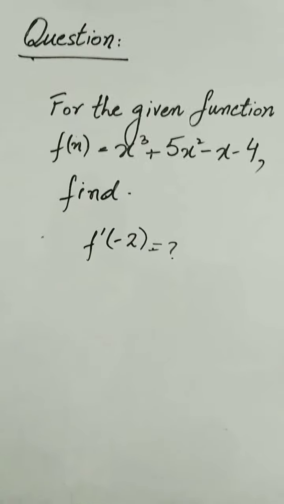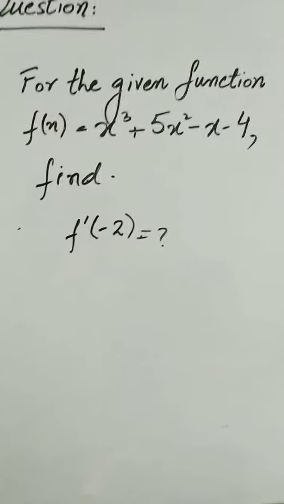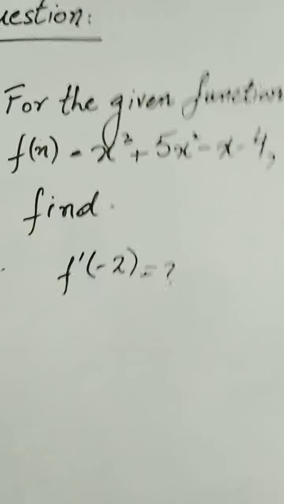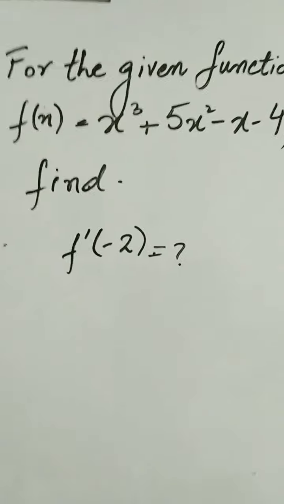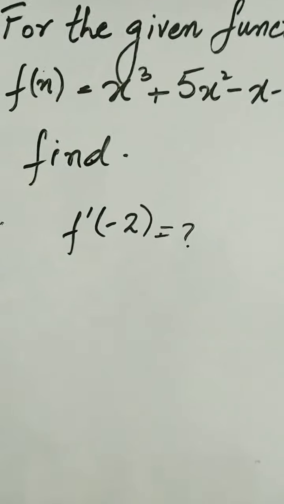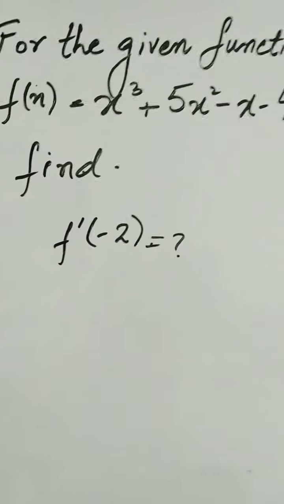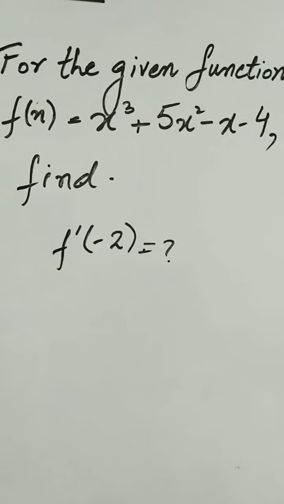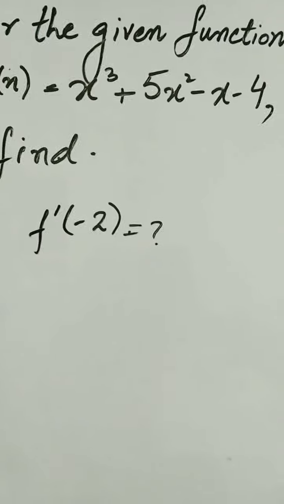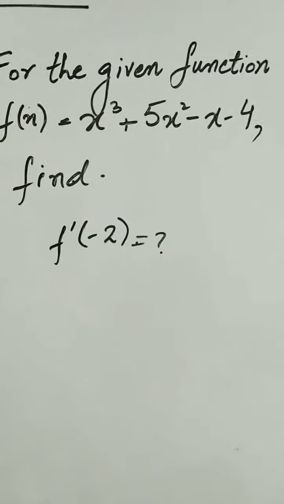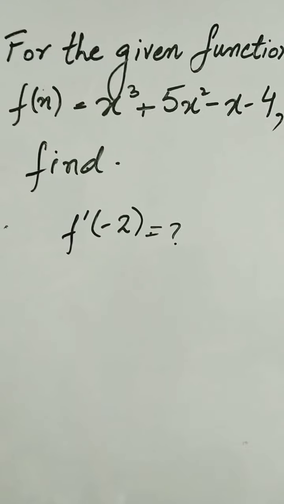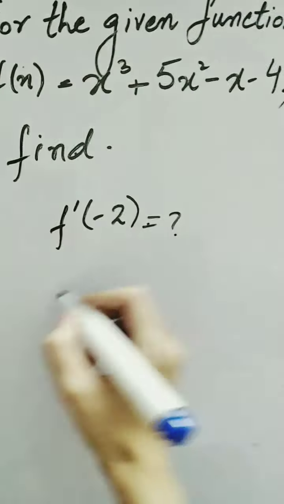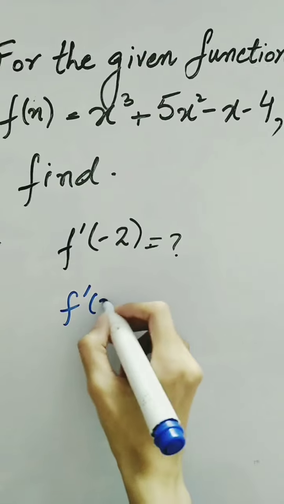Here we have another question in which, for the given function x cubed plus 5x squared minus x minus 4, we have to find the value of f dash minus 2. So first of all, we will find the derivative of this function and then put the value minus 2 in it in order to find the value of f dash minus 2.